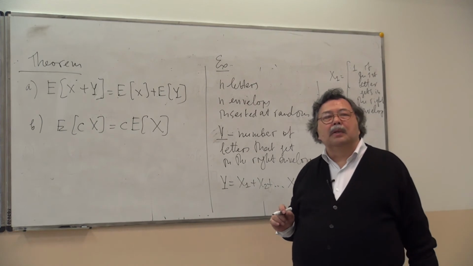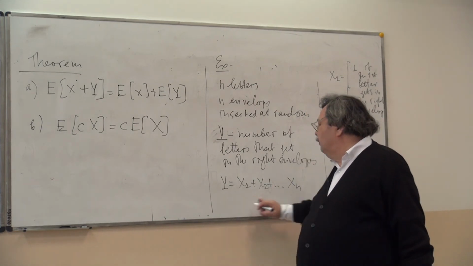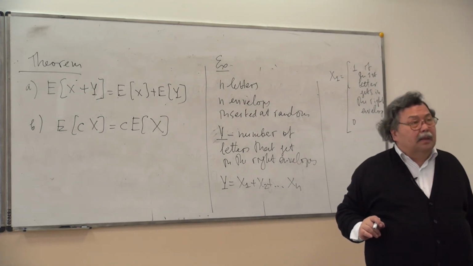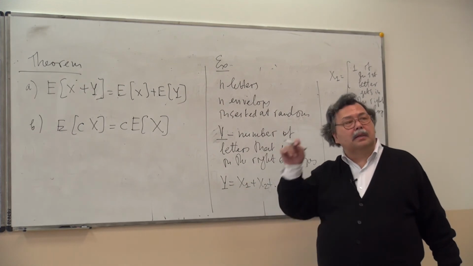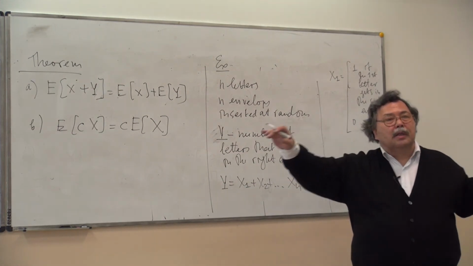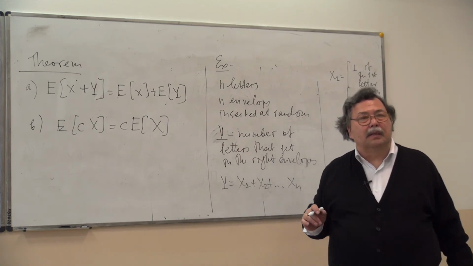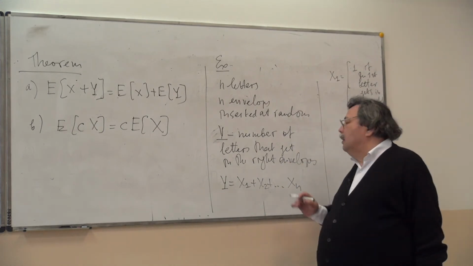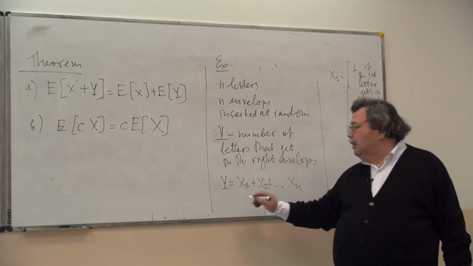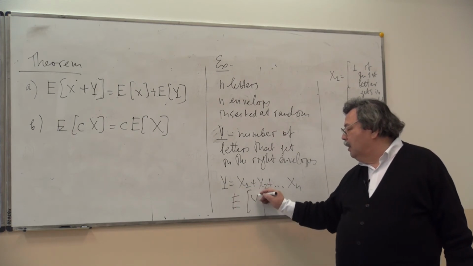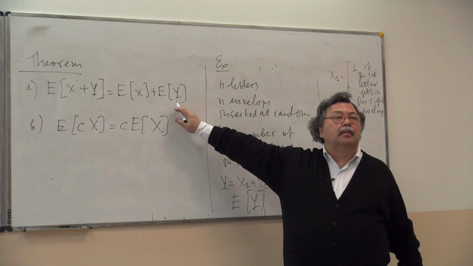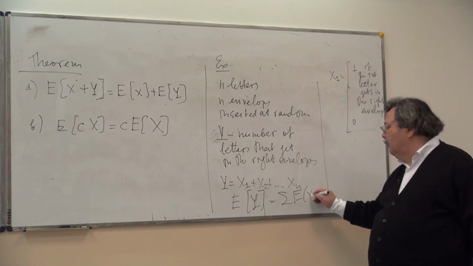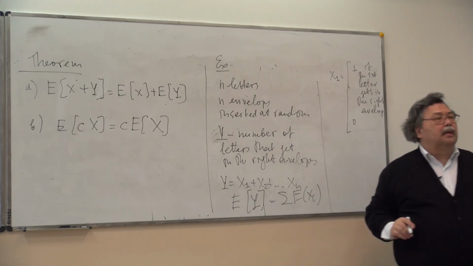Okay. Now, the next question is this. Are these random variables dependent on one another or not? Well, obviously they are dependent, because if we know that x1 gets in the right envelope, that changes the situation for the other letters. They are physically dependent on each other. All right, and although they are dependent on each other, the expected value for y must be equal to the sum of the expected values for these individual random variables.